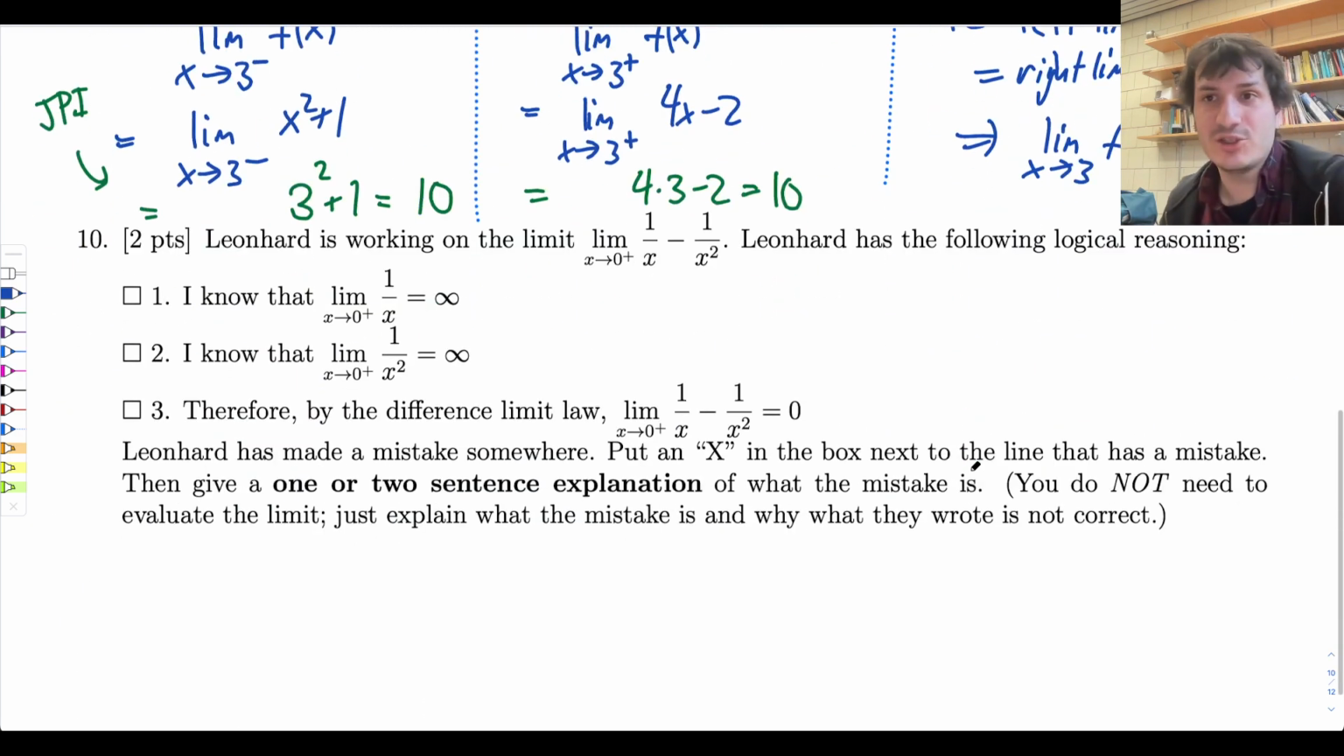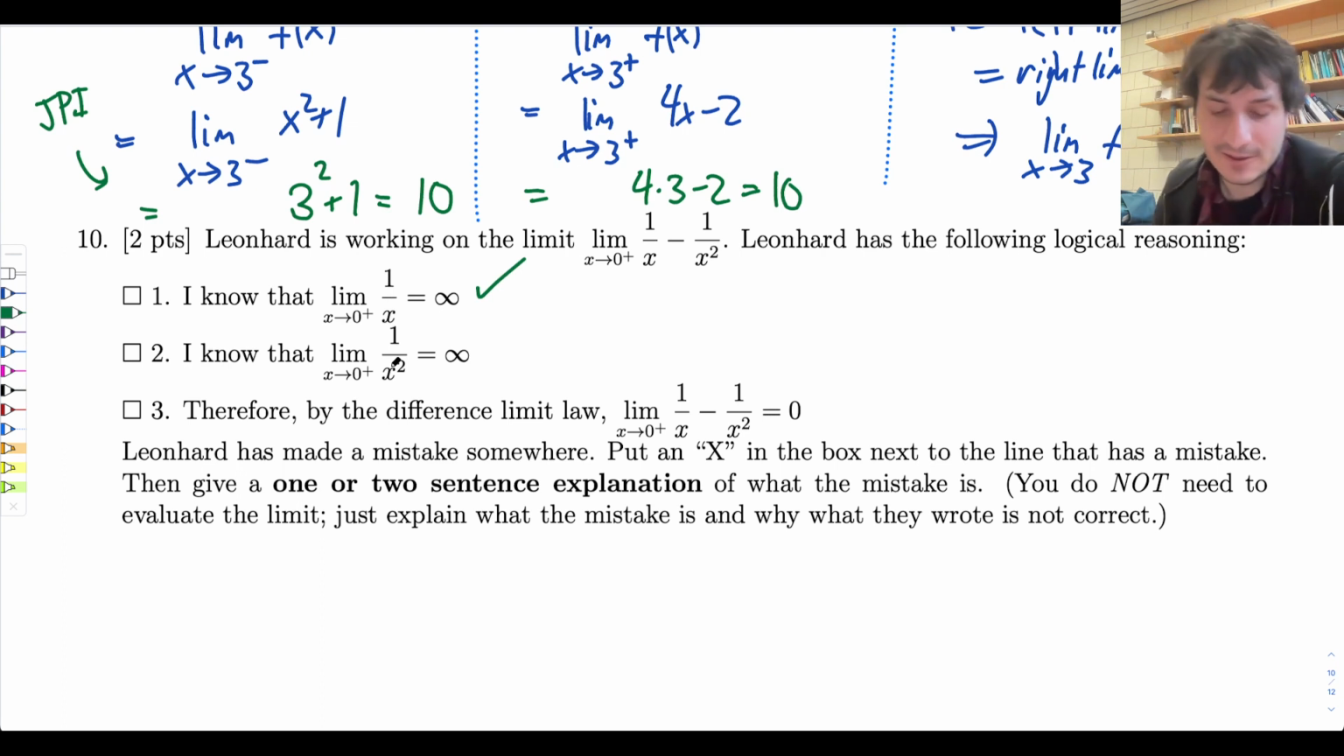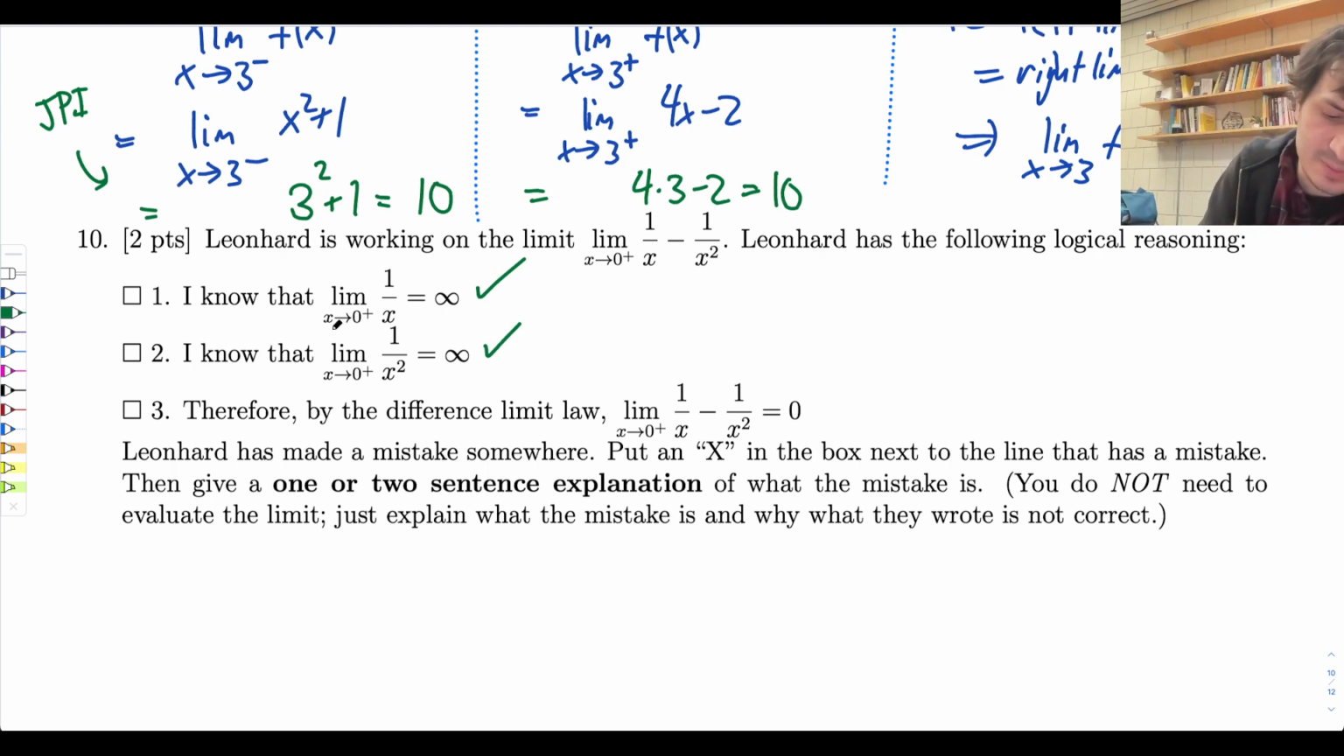Okay, last one, question 10. Leonard is working on this limit. Leonard has the following logical reasoning. He did the limit as x goes to 0 plus of 1 over x equals infinity. This is perfectly correct. The limit as x goes to 0 plus of 1 over x squared is also plus infinity. And both of these are the idea of dividing by a very small number is going to be a really big number. And because x is positive here, 0 plus, everything is always positive. There are no negative numbers.